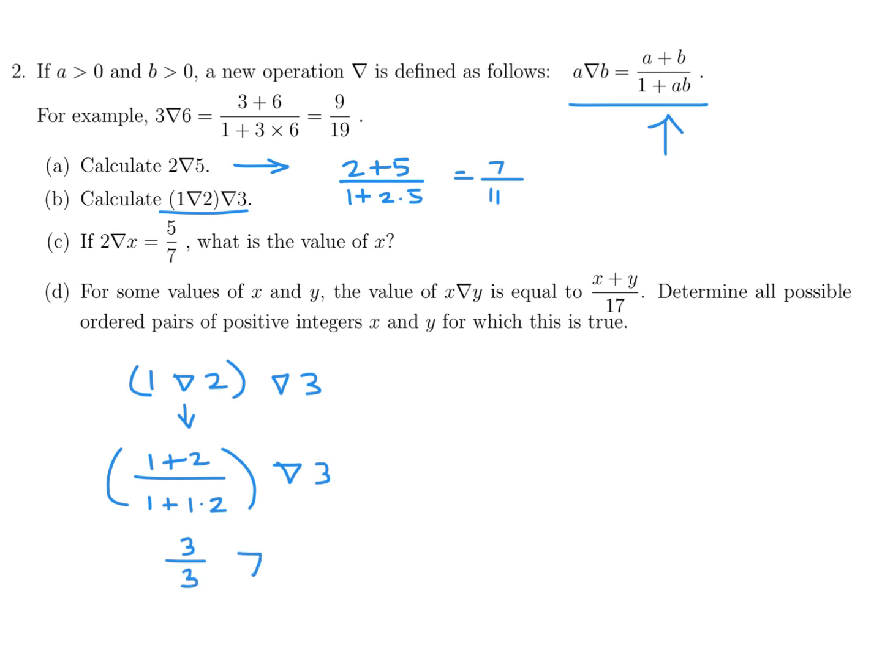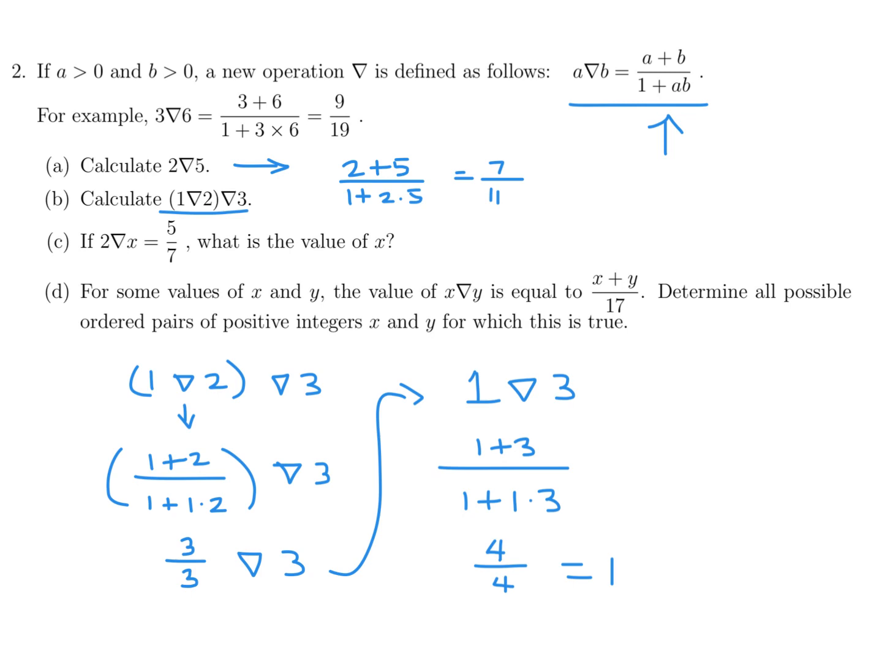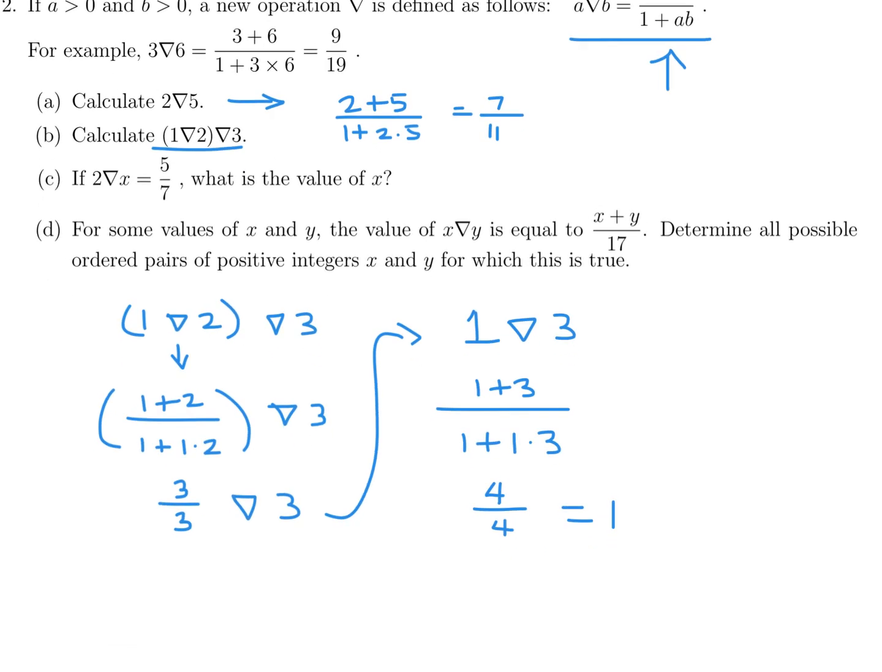Yeah, okay. So that means that's just going to be 1 symbol 3. And then now we repeat the same thing. So according to the definition, that is 1 plus 3 over 1 plus 1 times 3. So that is 4 over 4, which is 1. Okay. So I guess 1 is the answer.